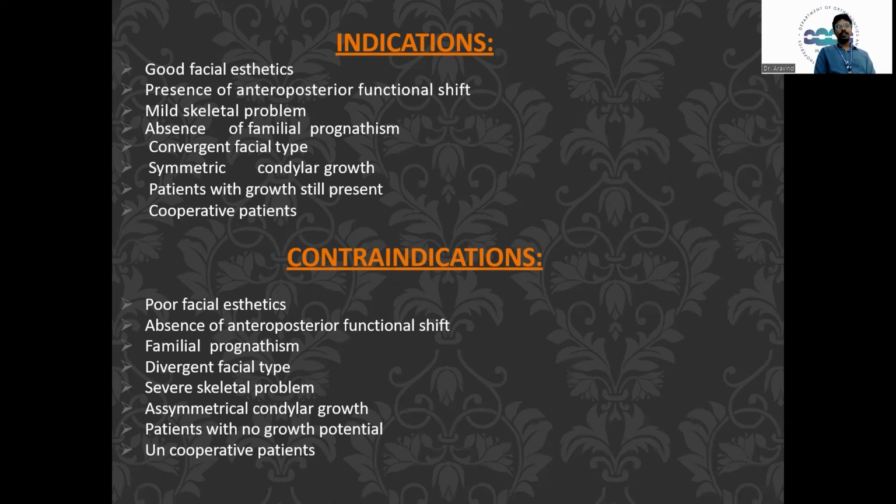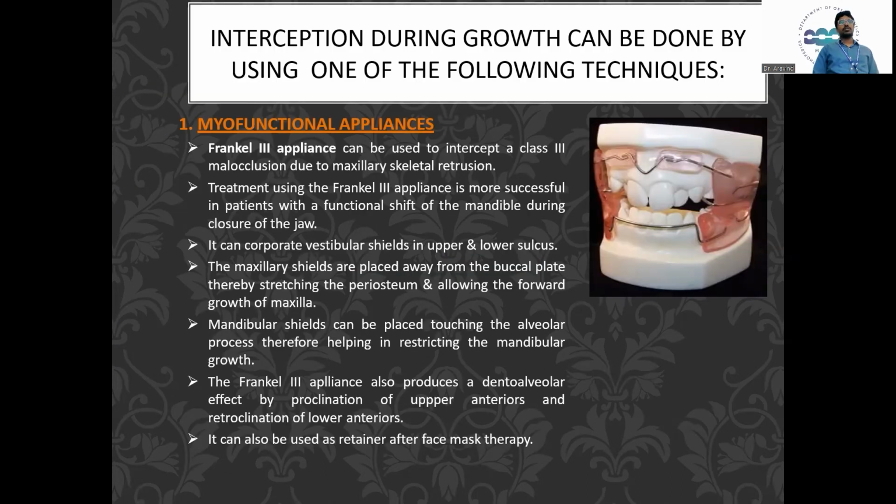Contraindications are poor facial aesthetics, absence of an anteroposterior functional shift, familial prognathism, divergent facial type, severe skeletal problems, and asymmetric condylar growth. Also, if the patient does not have any growth potential remaining, and if the patient is uncooperative. So what are some of the techniques used during the growth period to intercept class 3 malocclusion?